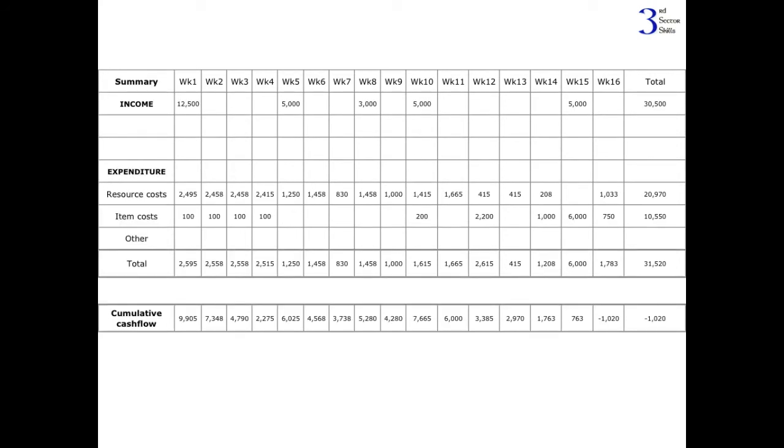So now we've discussed the income and the expenditure separately. This sheet brings it all together. So here we have the income summary. There's the money coming in, when it's coming in, totaling 30,500.